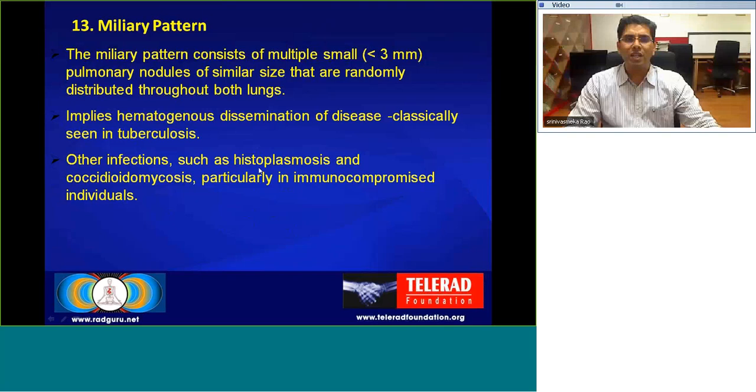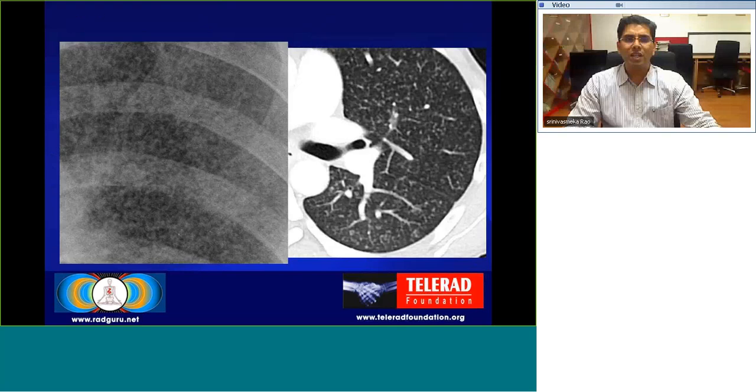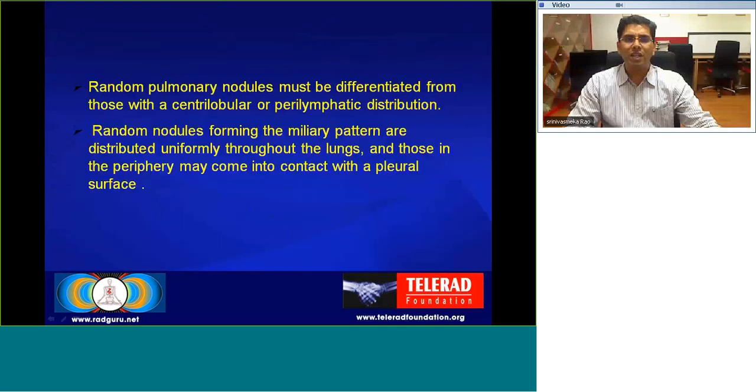And this is also seen in multiple other granulomatous or other infections like histoplasmosis, coccidioidomycosis, and this is particularly seen in immunocompromised individuals. You need to look for this.